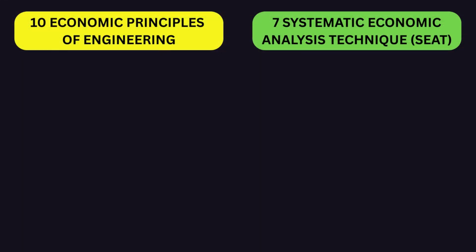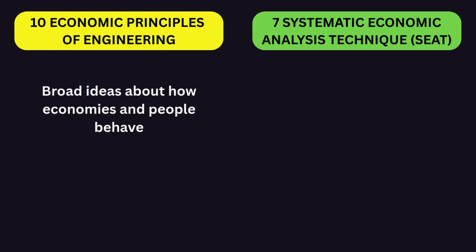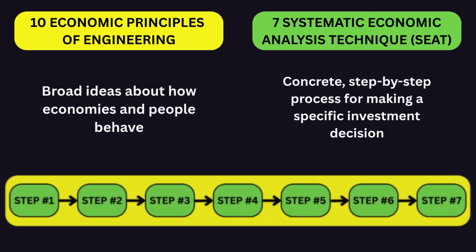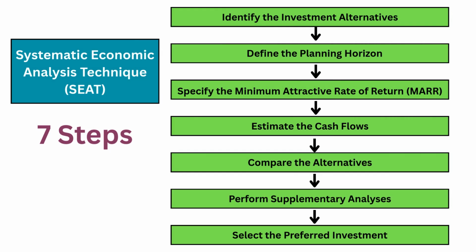Before we begin, let's separate SEAT from the 10 engineering economic principles we covered in earlier videos. The 10 principles describe broad ideas about how economies and people behave. SEAT, by contrast, gives you a concrete, step-by-step process for making a specific investment decision. Analysts apply those big-picture principles while working through SEAT. To keep this practical, I'll not only explain the 7 steps, but also show how each one plays out with a real-world example.